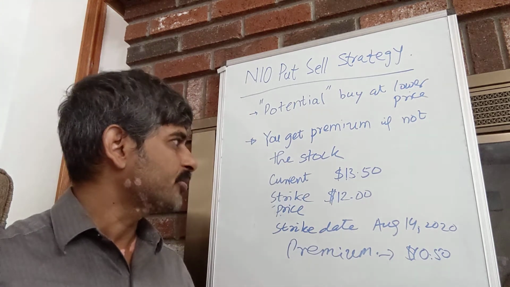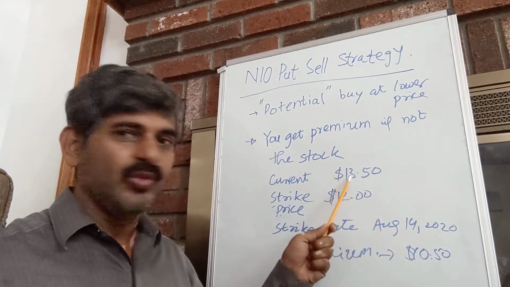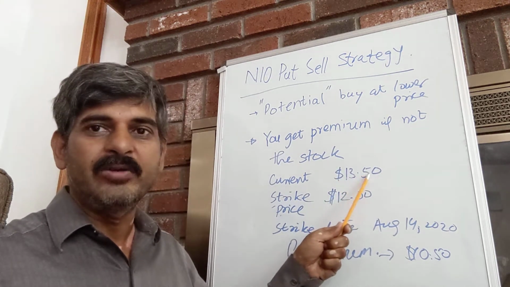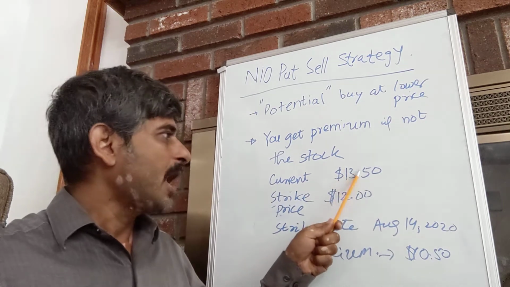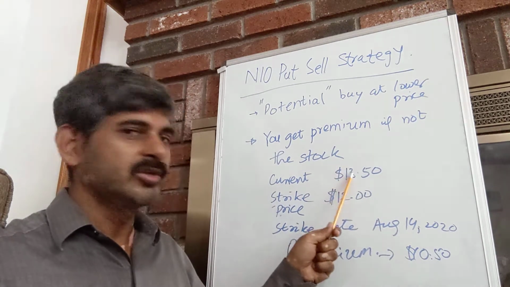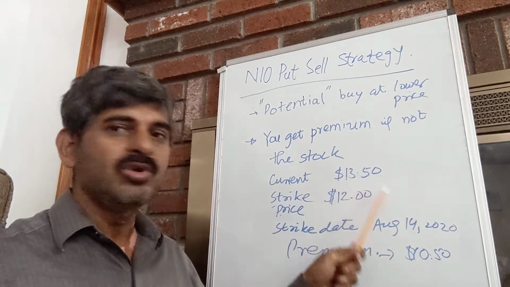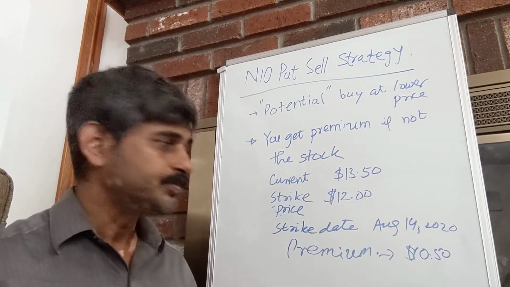I made a little bit of loss. It would have been much worse if I had bought it right at $13.5, in which case my losses would have been 13.5 minus 11, or $2.50, a big loss.